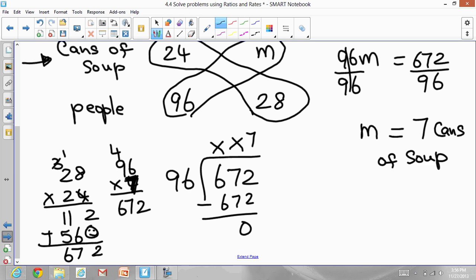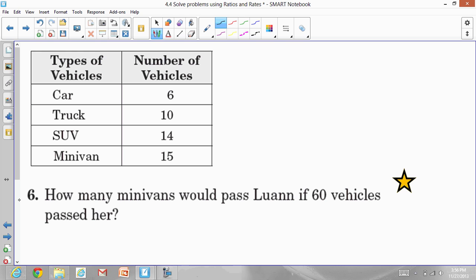Okay, question. How many minivans would pass the van if 60 vehicles passed her? So the two information that you're comparing in this case is the minivan and how many vehicles passed her. So this is the question. The information is given over here. So let's look at the table of information given. So 15 minivan. So 15 minivan is over here. That is one information I got. The total vehicles that you are crossing will be this.